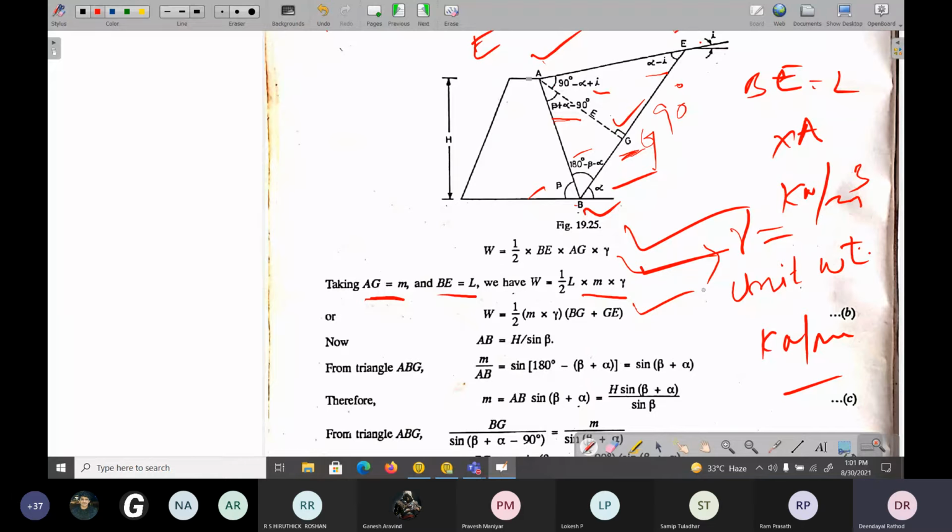And he has assumed H as the height, and this is the beta. How can we write out this AB? AB can be written as h by sine beta, if this is the beta. And from the triangle ABG, look at the ABG.